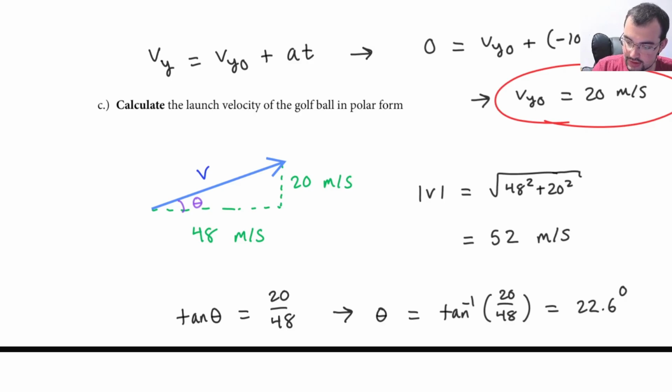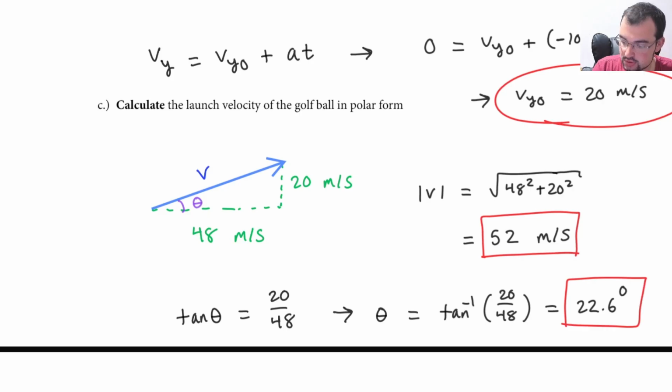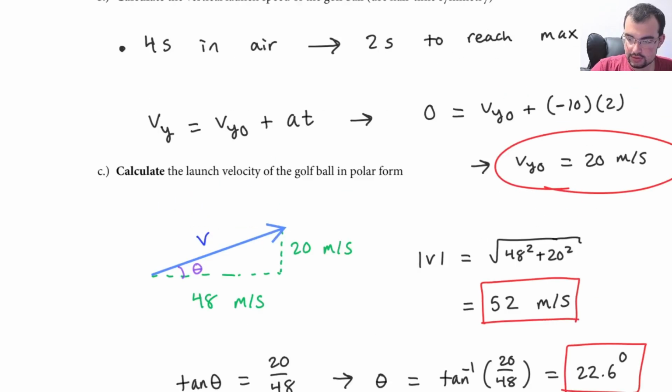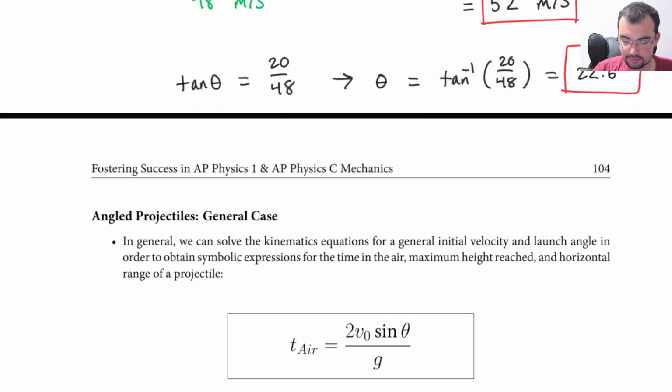So our launch velocity would be 52 meters per second at 22.6 degrees above the horizontal. It's how we say that. But again, my picture is pretty clear in what we mean. So that's a pretty interesting one.